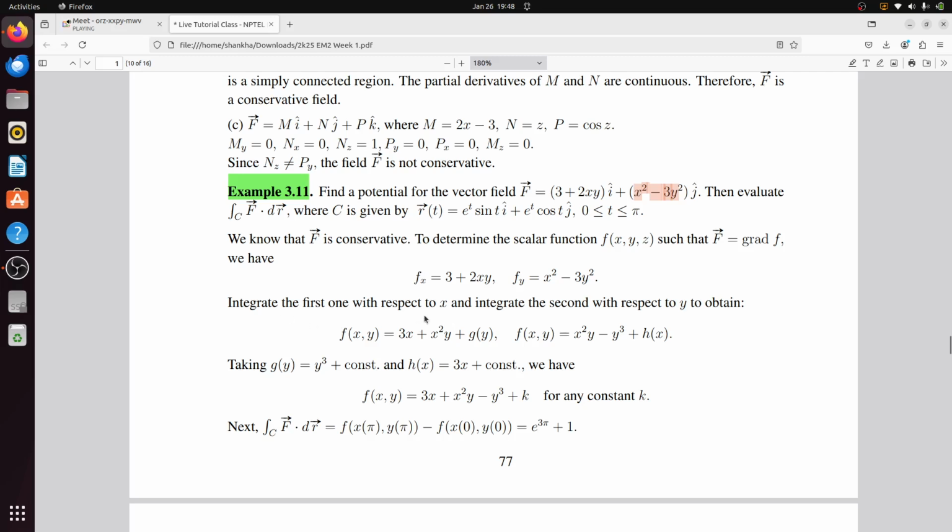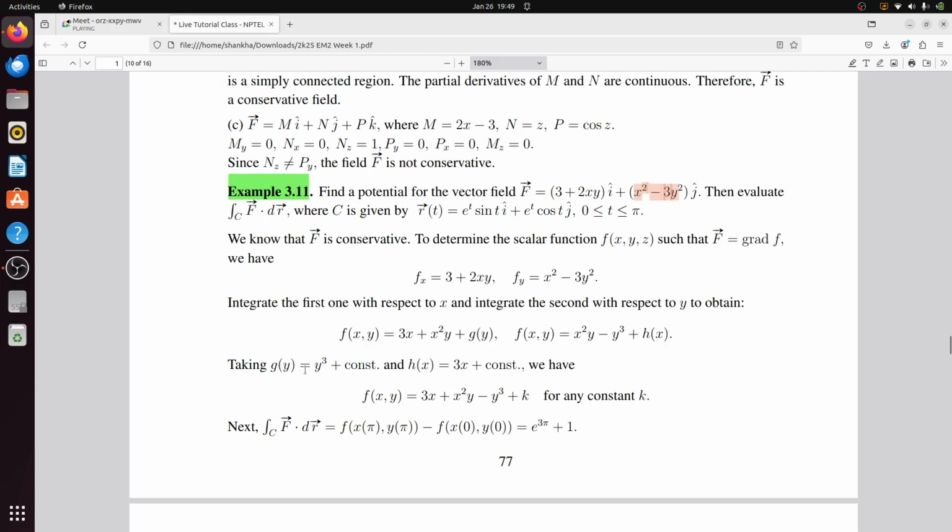You integrate the first one with respect to x, and integrate the second one with respect to y. From the first one you will get f(x,y) equal to 3x plus x square y. You are partially integrating over x, so instead of a constant you will get a function g(y). Here also you are integrating with respect to y, that will be x square y minus y cube plus a function h(x).